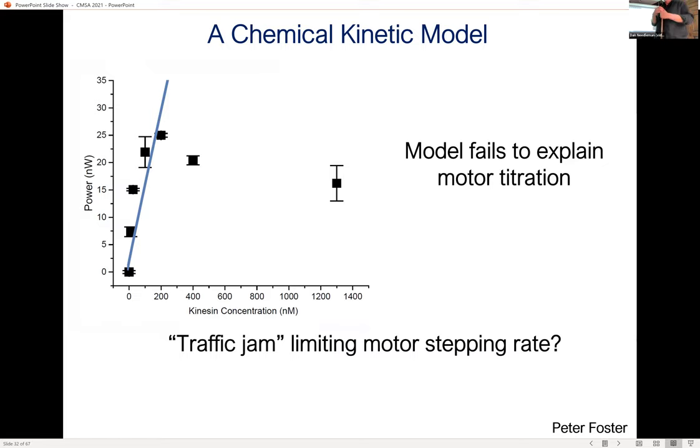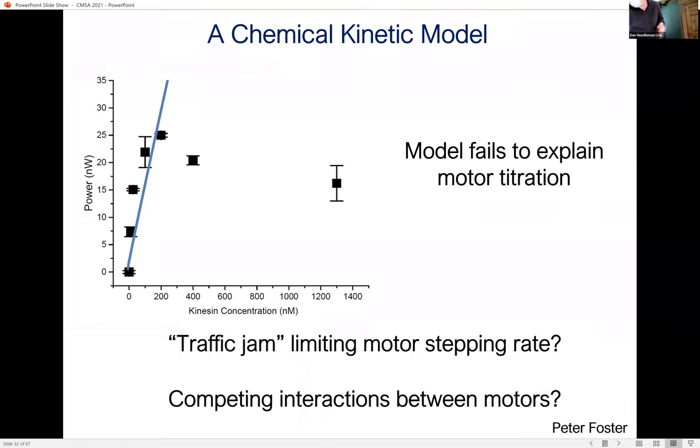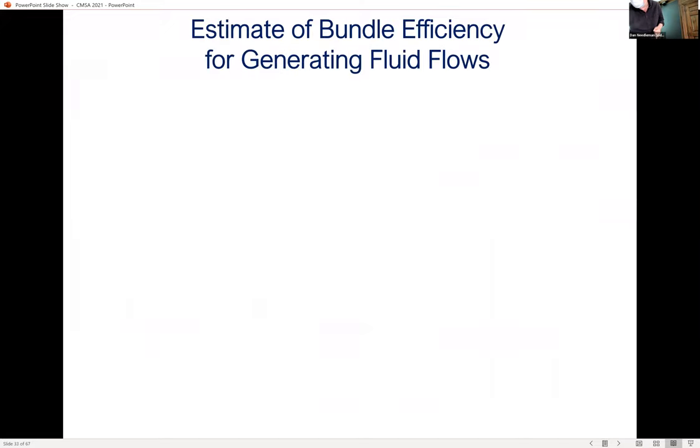But that suggests that with load as well... Well, it's a really interesting question. Is it a traffic jam? Is it that the motors get under load, or is it that they can't step anywhere because there's someone else in their way, which would perhaps be different from being under load? The hydrolysis rate is slowing down per motor. That's right. But again, this is basically what we know. We don't know. Or perhaps there's some type of competing interaction between motors.